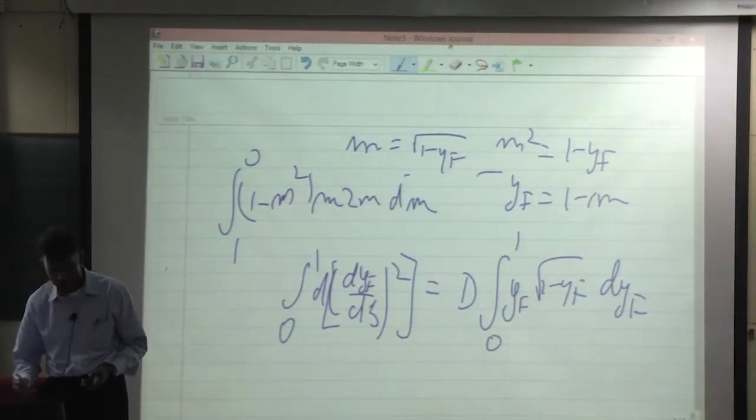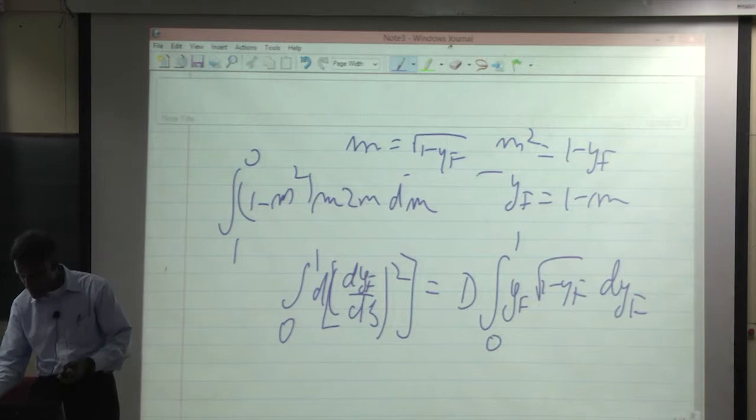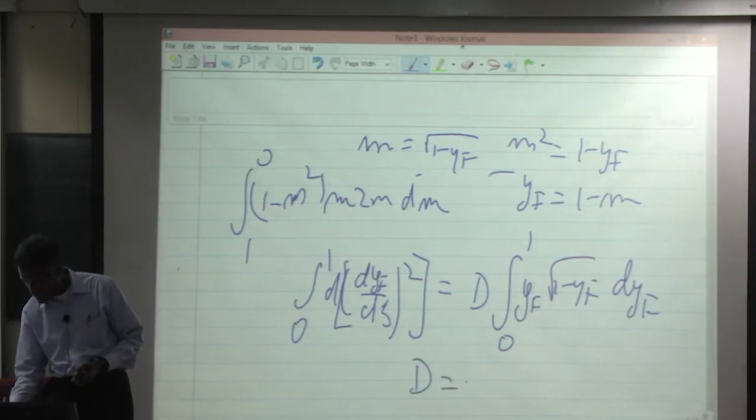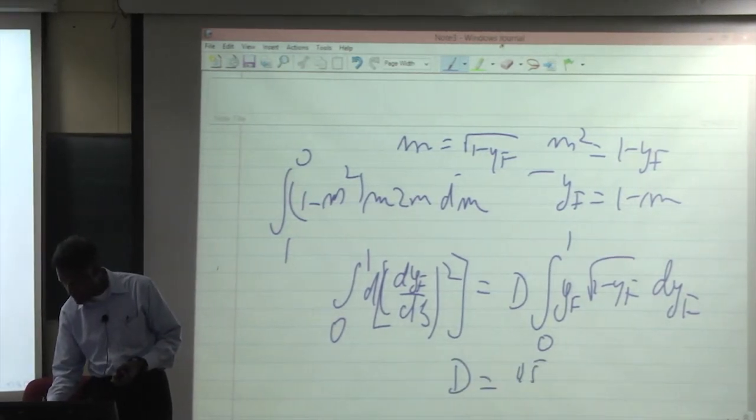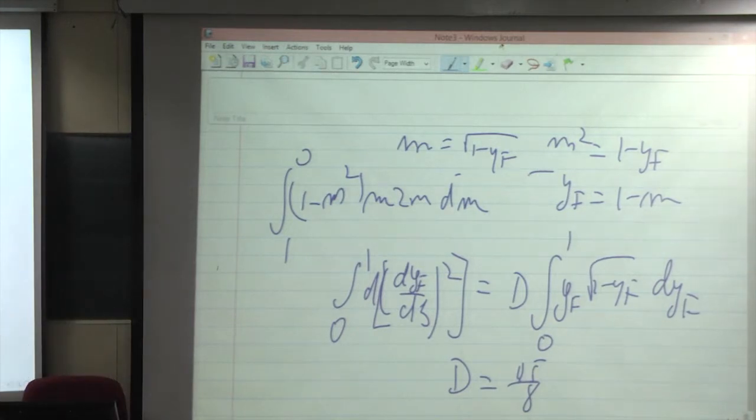You can integrate that. It's a very simple integral, and the result is that d equals 15 over 8. So that's the solution to the inner structure, okay, right?